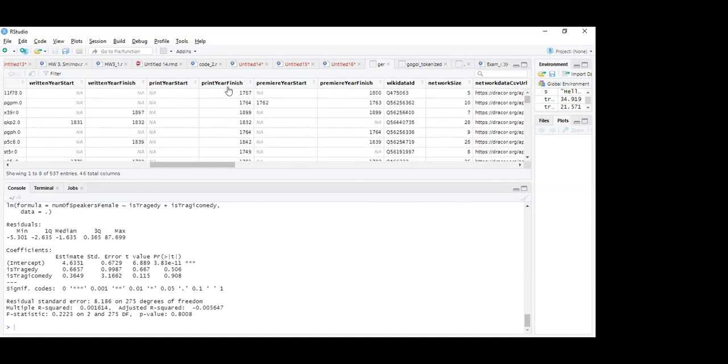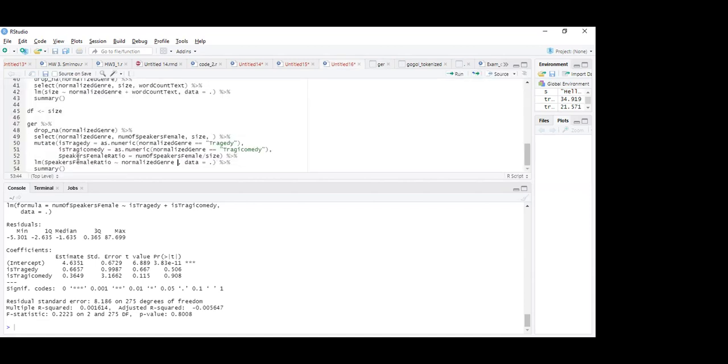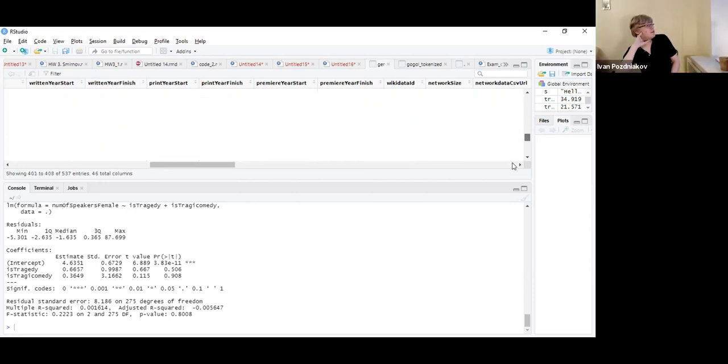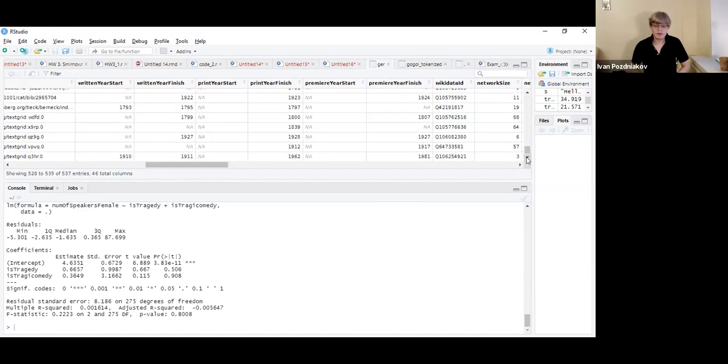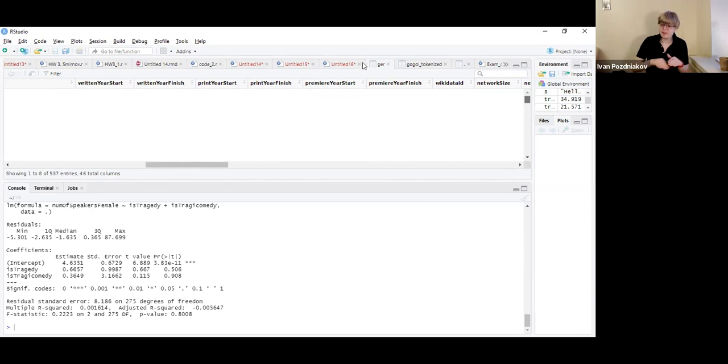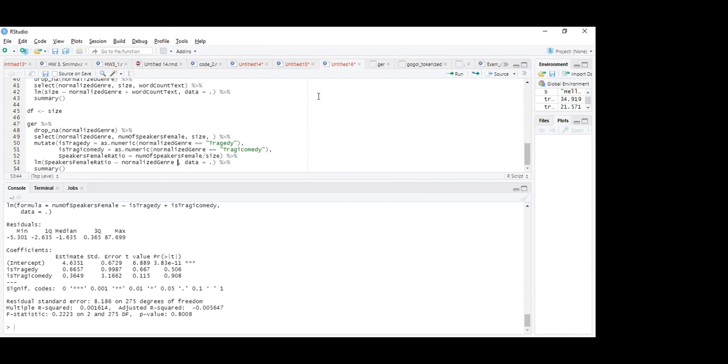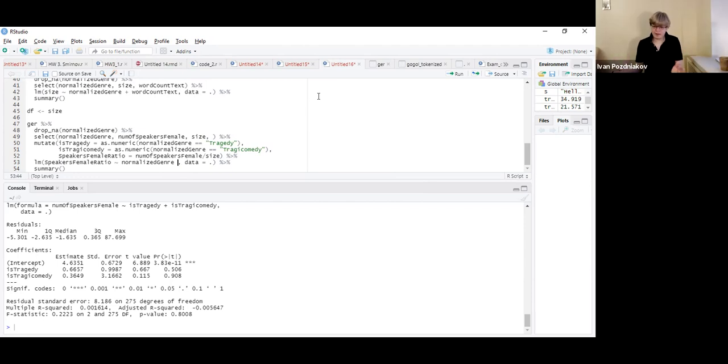Could we add, for example, print year, and then I would say that my hypothesis is that the speaker female ratio would depend on the year also. Yes, but I would think that actually this influence can be non-linear, and I would first explore it with some figures to see whether there is a linear relationship in general, because maybe it's something like U-shaped. For example, there was a peak of more female oriented drama plays, and then it was again more biased to males.